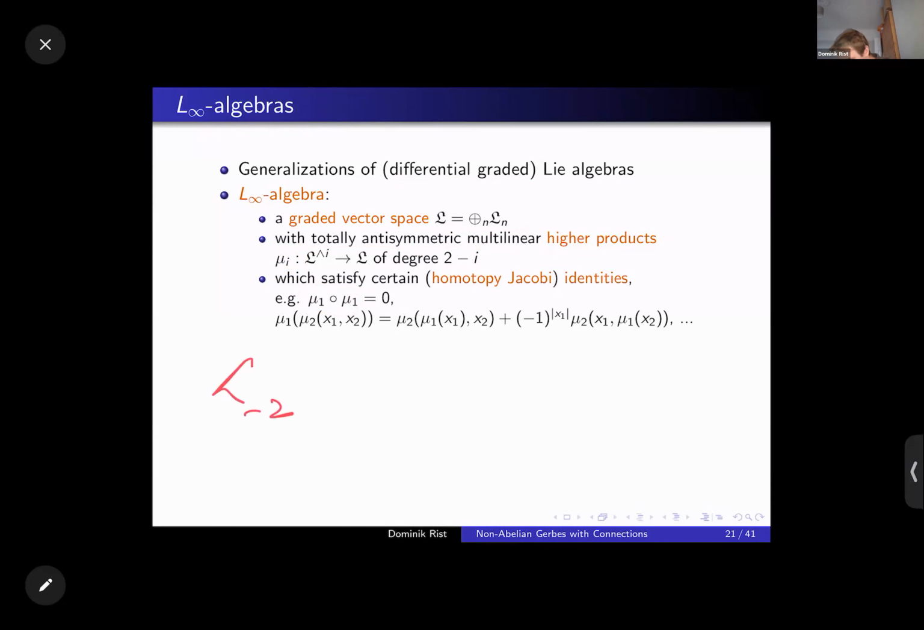So if I write it as L minus 2, L minus 1, L0, and so on, I have this mu1. And the statement is that mu1 composed with mu1 is 0, right? So that's the first identity. That just means we are dealing with a differential complex. The second identity is that this is indeed some kind of derivation. So I have the bracket mu2, which gives me on L0 the Lie bracket, right? So on my space L0, mu2 maps from L0 times L0 to L0, and it is antisymmetric and satisfies some kind of Jacobi identity.